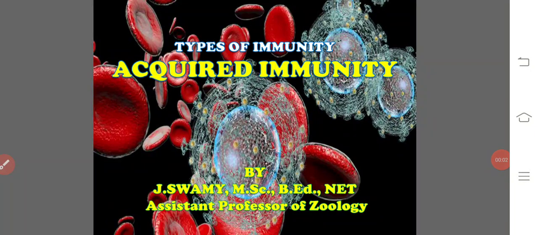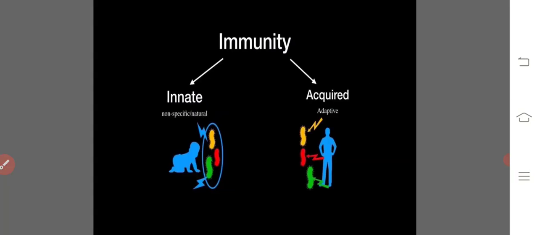Hi viewers, today we are going to discuss acquired immunity, apart from the types of immunity. As we know, immunity gets classified into two major types: innate and acquired immunity.